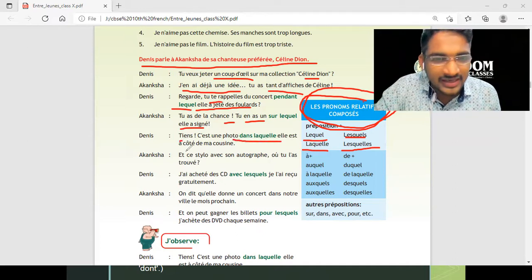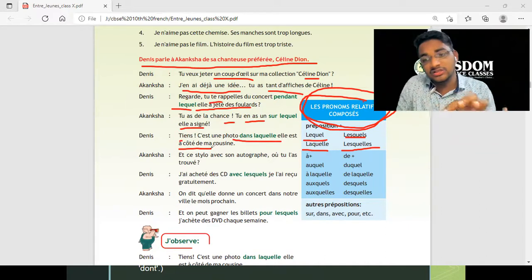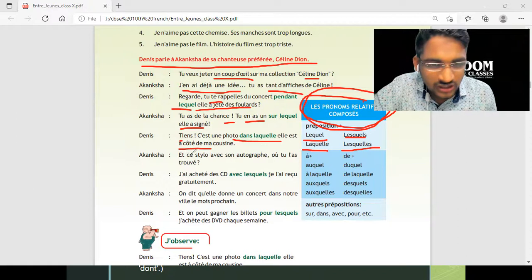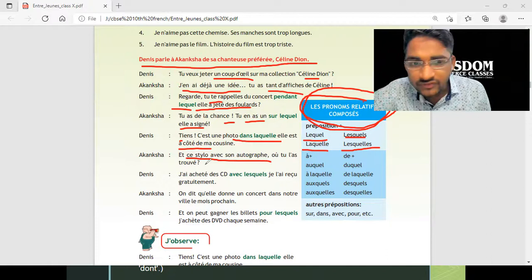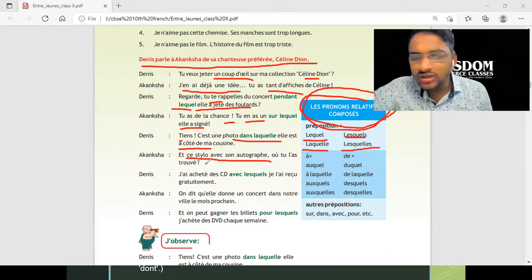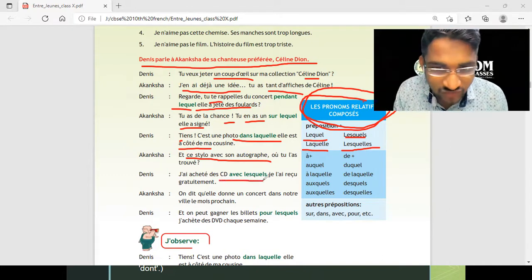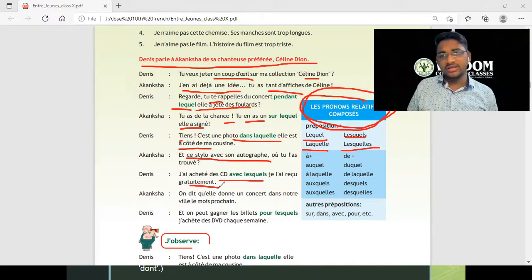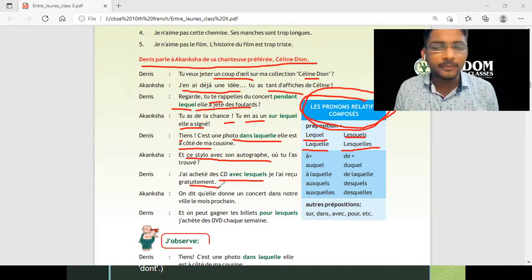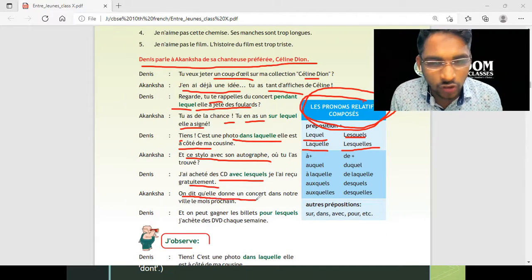Tiens, see, hold, c'est une photo dans laquelle elle est à côté de ma cousine. So this is a photo in which she is next to my cousin. Wow. So Akansha says, et ce stylo avec son autographe, où tu l'as trouvé? And this pen with her autograph, where did you find it? So Dennis says, I bought some CDs with which I received it freely. He used to buy CDs so that he gets his free autograph pen of Celine Dion.